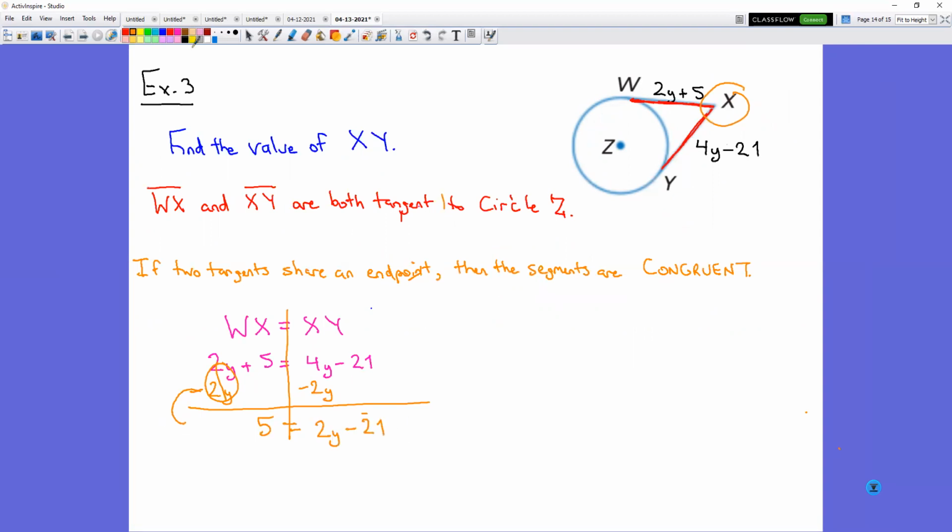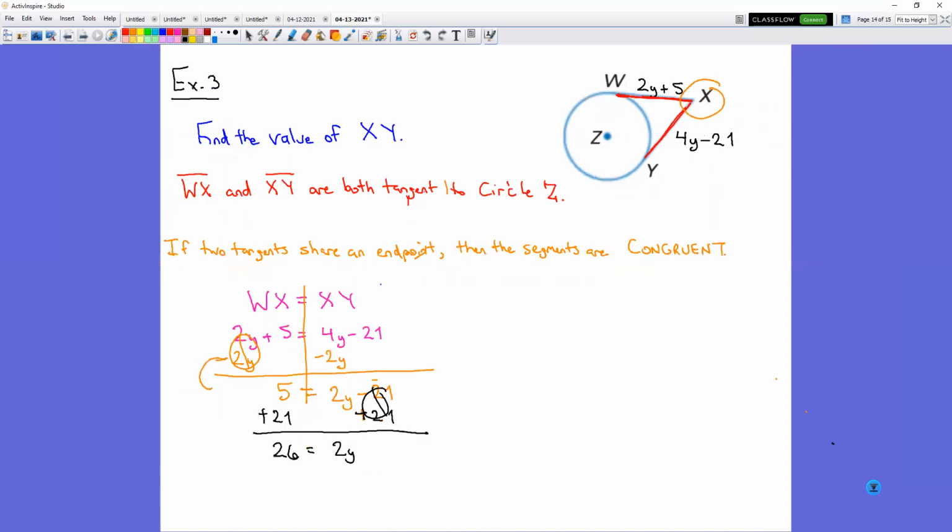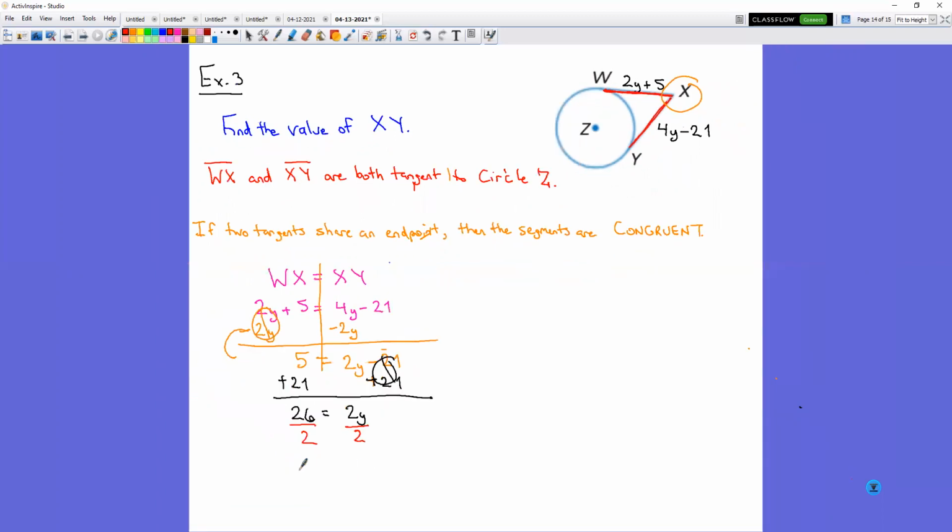And then I'm going to add 21 to both sides. So 5 plus 21 is 26, and these cancel out, and you have 2y. Then you divide both sides by 2, and 26 divided by 2 is 13. So 13 equals y. The value of y is 13.